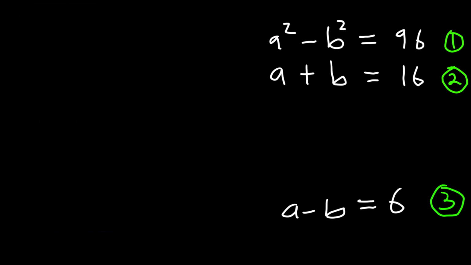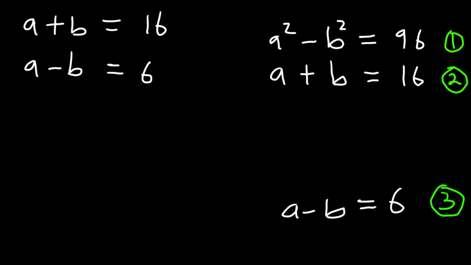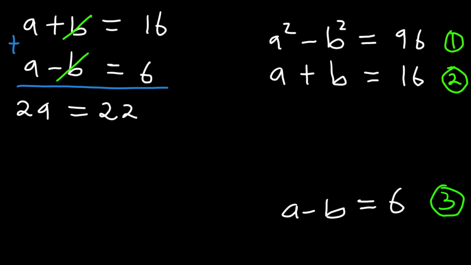Now let's solve equations 2 and 3. From equation 2, we have a plus b equaling 16. And then from equation 3, we have a minus b equaling 6. If we add these two equations, a plus a will give us 2a, and then this b will cancel with that. And so 2a will be equal to 16 plus 6, which is 22. And therefore, a will be equal to 22 divided by 2, which is equal to 11.